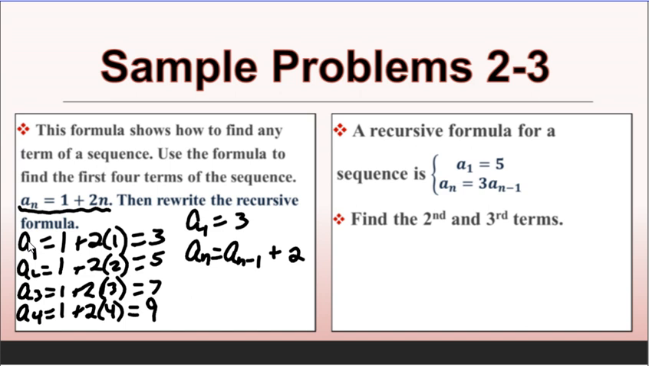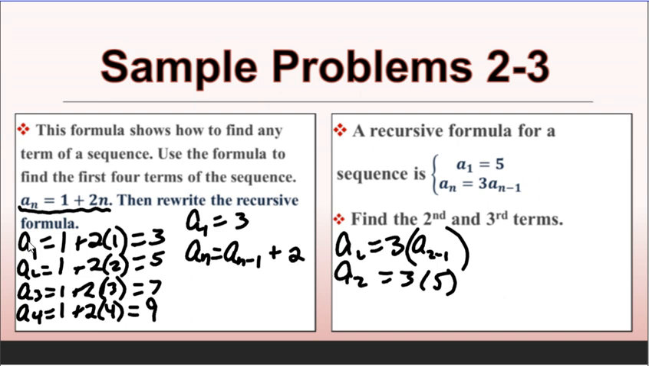A recursive formula for a sequence is a subscript 1 equals 5. So the first term is 5. And the formula we're going to be using is 3 times the previous term. To find the second term, I put a 2 in for n. So this would be 3 times a subscript 2 minus 1, which gives us 1, which is our first term. So this would be 5. 3 times 5 will give us our second term, which is 15.